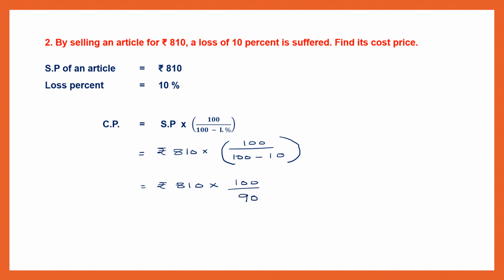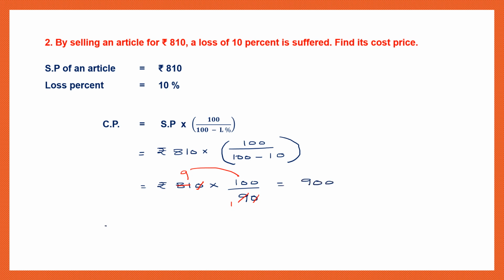Now here let's cancel. I can cancel this 0 and this 0. Now I can cancel 9 and 81. 9 nines are 81. So let me cancel that. 9 ones are 9 and 9 nines are 81. Now multiply the numerators. Nothing more to cancel. 9 into 100 is 900.